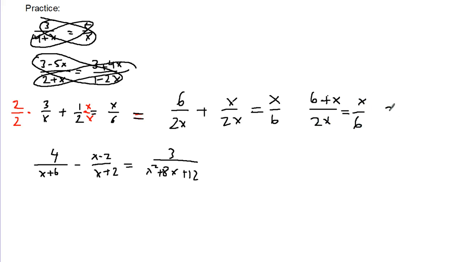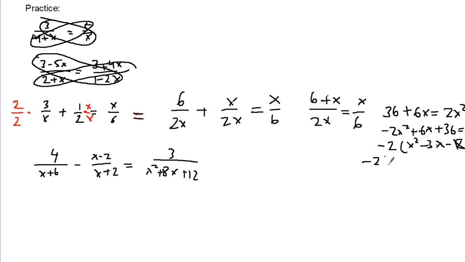So then we have 36 plus 6x, I multiplied it out in my head, equals 2x squared. Negative 2x squared plus 6x plus 36 is equal to 0. Negative 2 multiplied by x squared minus 3x minus 18 equals 0. And this factors out extremely nicely to negative 2 times x minus 6 times x plus 3 equals 0. And then x is equal to 6 and negative 3.